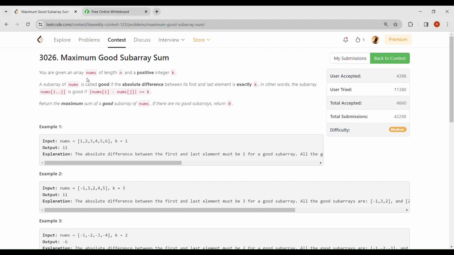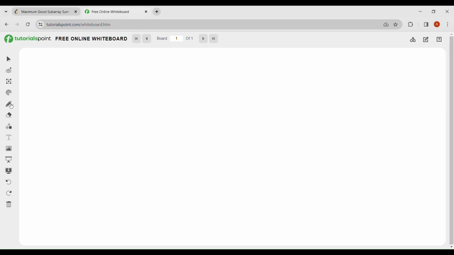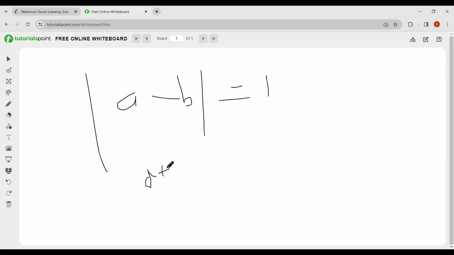So in this question, a subarray is good if the absolute difference between the first and last element is exactly k. If there is an absolute difference, suppose |a - b| = 1, the answer will be a - b = 1 or a - b = -1, i.e. a + b... So from this, you need to check for two cases.